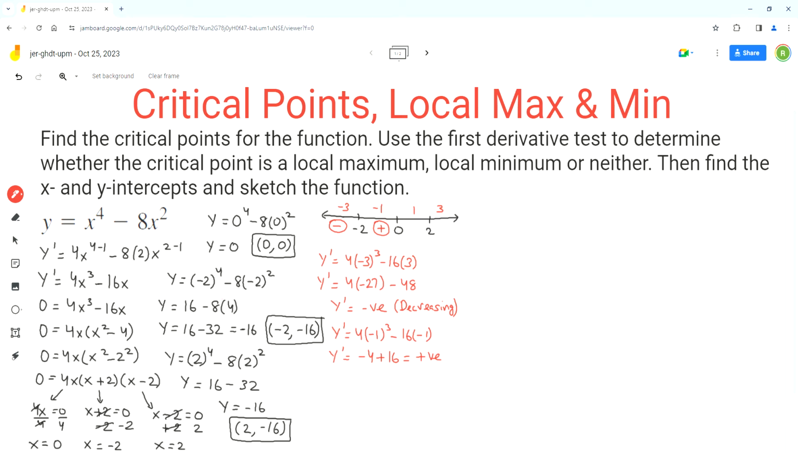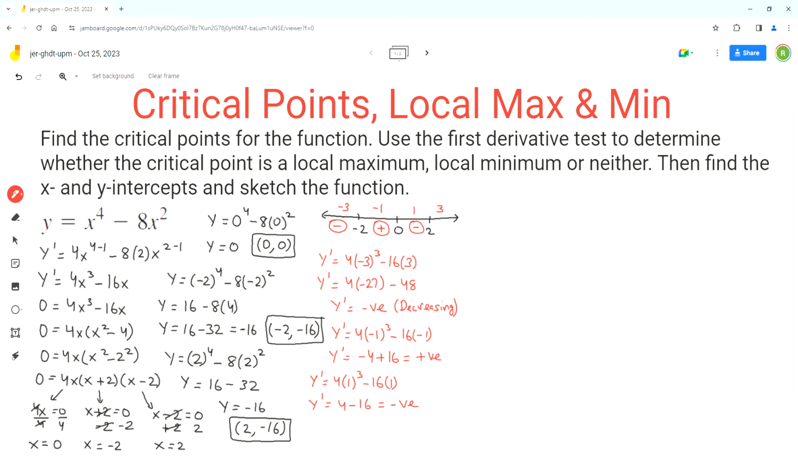Now we can find the sign of y prime at x equals 1. So we have y prime equals 4 times 1 cube minus 16 times 1. Now 1 cube is just 1, so 4 times 1 is 4. So we get y prime equals 4 minus 16, which will give us a negative result. So that means the function is decreasing between 0 and 2 because we got the negative.